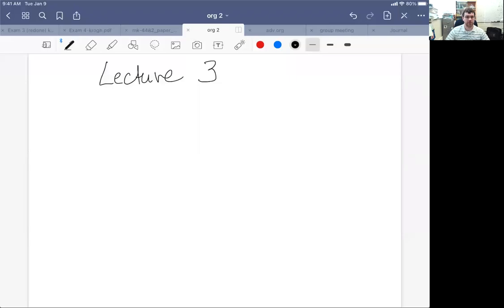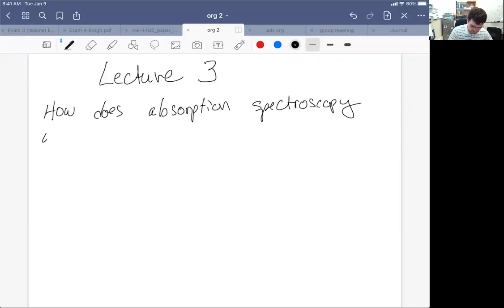In this lecture, we're going to spend some time looking at some basics related to absorption spectroscopy. So, how does absorption spectroscopy work? Okay, so first of all, let's remind ourselves what we're talking about.